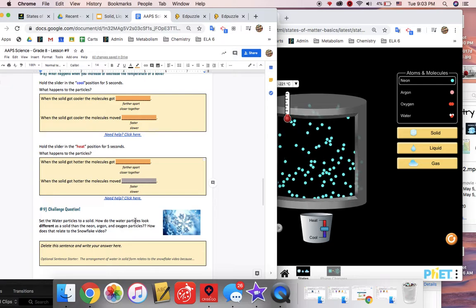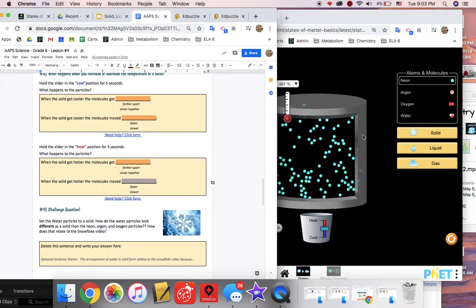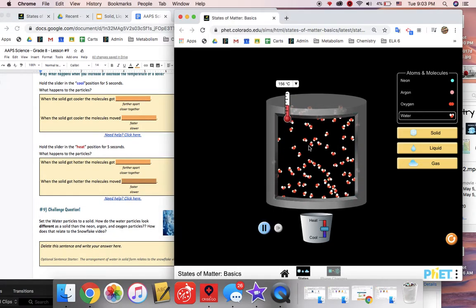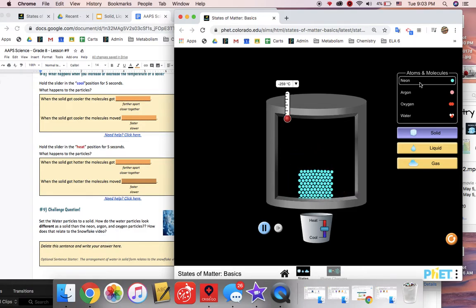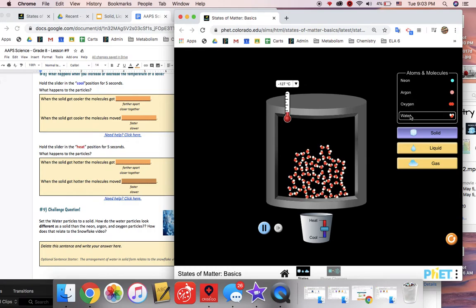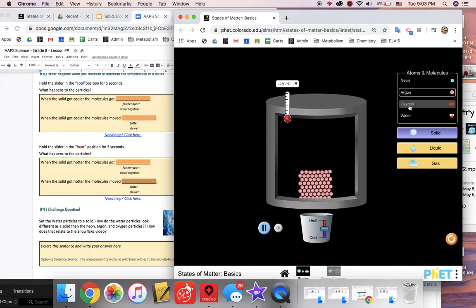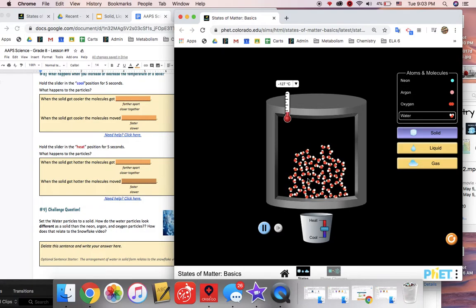Our challenge question. Set the water particles to a solid. Okay, I'm going to make them a solid. How do the water particles look different as a solid than neon, argon, and oxygen? So I'm looking here. Neon, argon, oxygen, water. I might say I noticed that here they're all much closer together and it's kind of square shape. But here they're farther apart.